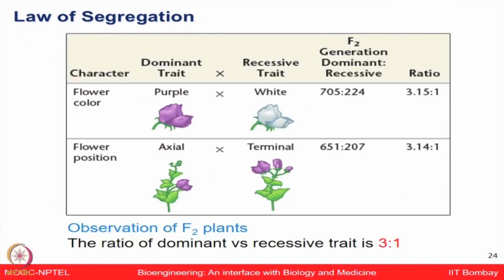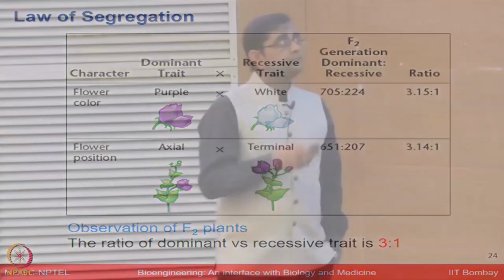As I mentioned, he did this on many properties, not only the purple and white, also on the flower position. And the ratio was not exactly 3:1. It was 3.15 or 3.14:1. But he was finding similar kind of patterns, similar numbers in many properties. So the ratio of dominant versus recessive trait was 3:1.